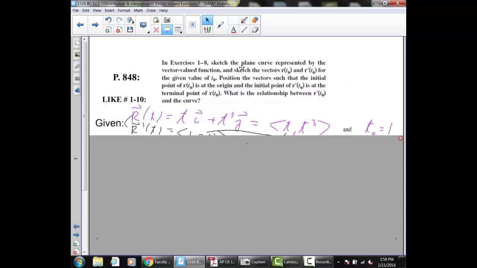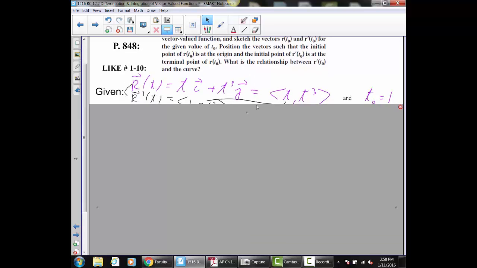So in 1 through 8, it asks you to sketch the plane curve represented by the vector valued function and sketch the vectors r of t0 and r prime of t0 for the given value of t0. Position the vectors so that the initial point of r of t0 is at the origin, normal. But they want you to do the tip-to-tail method, which means you take the initial point of r prime of t0 to be at the terminal point of r of t0. And then they ask what's the relationship between r prime of t0 and the curve.